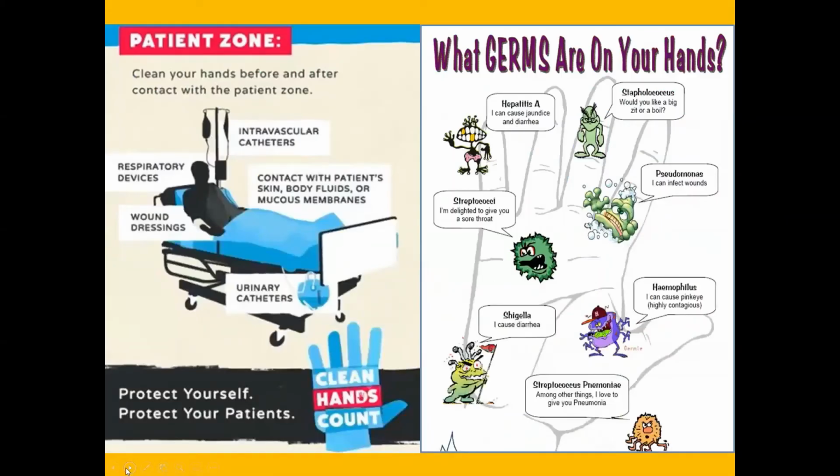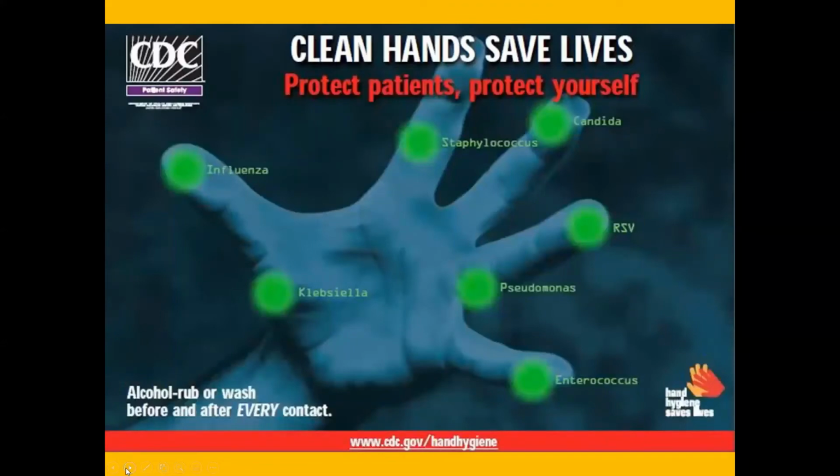And there's posters. Here's some more. The one on the left for the patient zone from the CDC came from the Clean Hands Count campaign, and it's kind of similar to the 5 moments of care, but I thought it was a good picture. The one on the right is a good depiction of different organisms you might be concerned about that you can pick up on your hands. Next slide. This is one from the CDC and their Clean Hands Saves Lives campaign. Next slide.